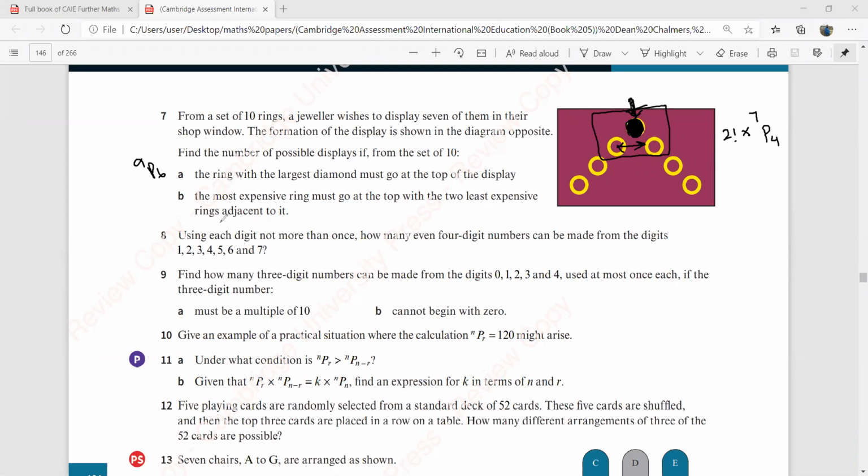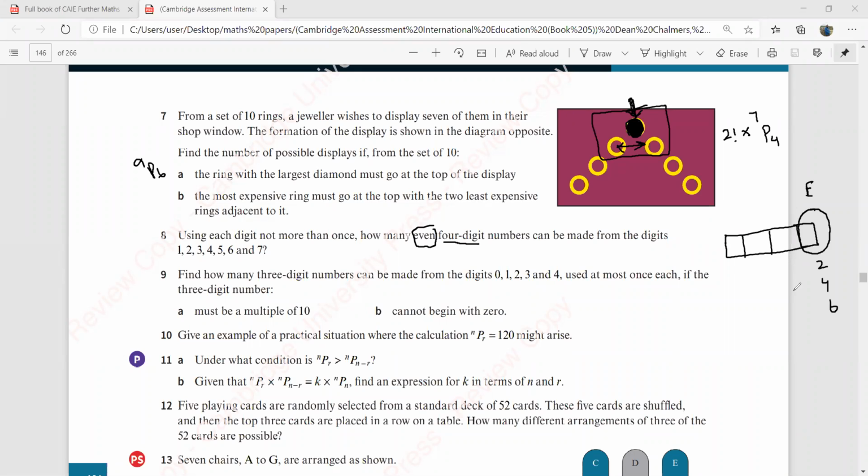Okay, question number 8. Using each digit not more than once, how many even 4-digit numbers can be formed? Now there are 2 conditions. One is that it should be even. The second is that it should be a 4-digit number from these 7 digits. So let us quickly draw the diagram and see where we have a condition. We can only have an even digit at the end, which can be 2, 4, or 6. Any of these 3 can be fixed here. Do we have any condition at the beginning of this number? No.